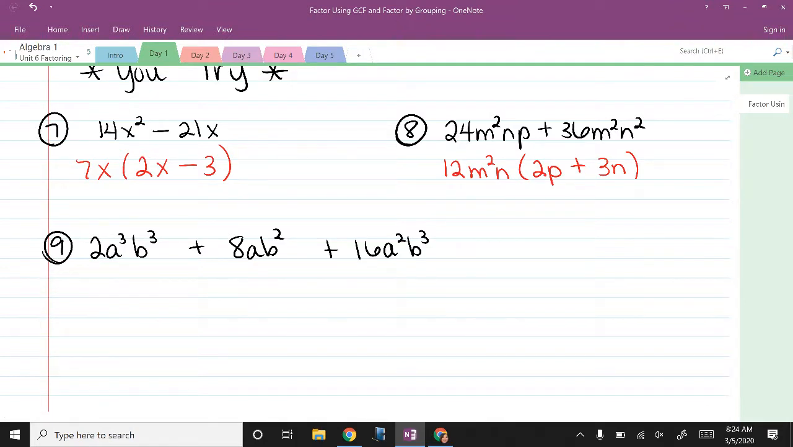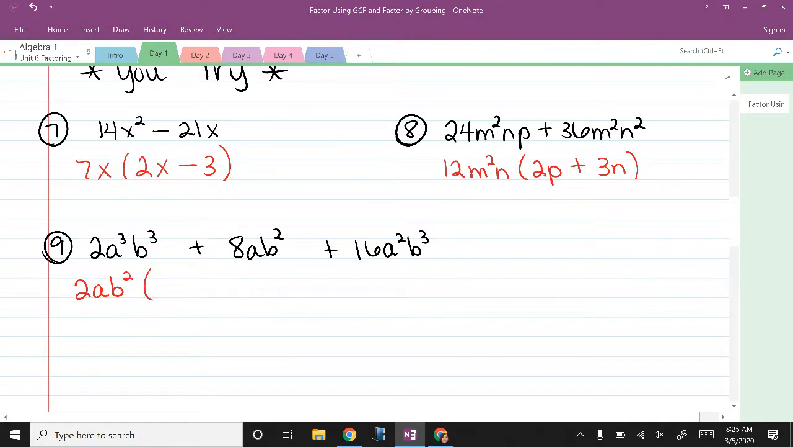Number 9 is a trinomial. Same thing, you just got to do it for 3 terms. What is the largest number that goes into 2, 8, and 16? 2 is. Good. Do all 3 terms have an a? What's the lowest a? Do all 3 terms have a b? What's the lowest b? B squared. So 2ab squared is your GCF. Is everybody okay with that?